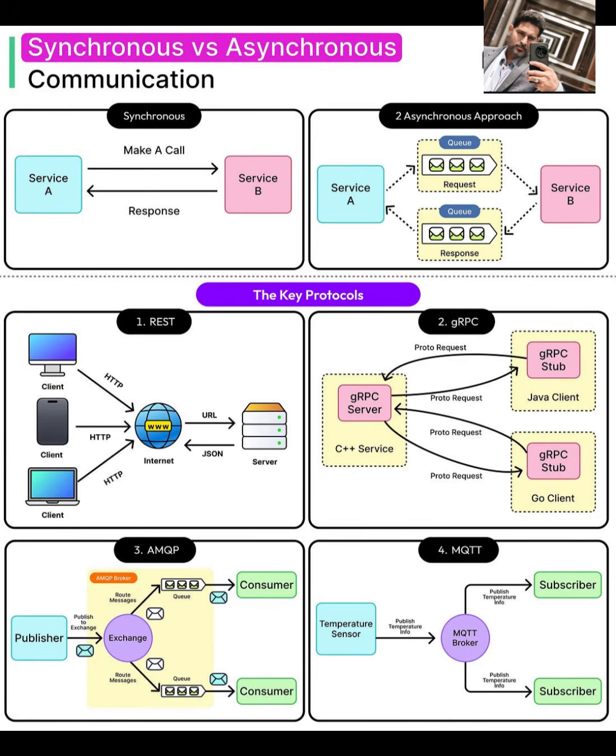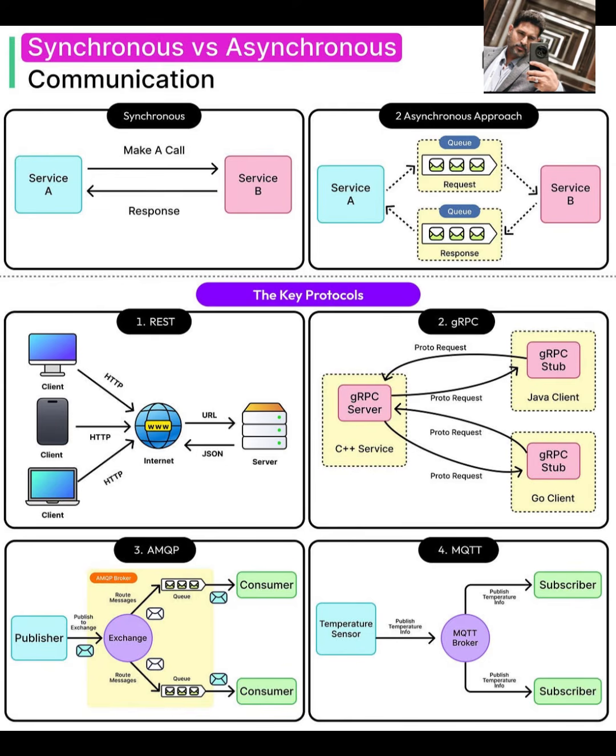Third, AMQP, Advanced Message Queuing Protocol. This is designed specifically for asynchronous messaging. It's a brokered approach. A publisher sends a message to an exchange, which intelligently routes the message to one or more queues. Consumers read messages from these queues at their own pace. The publisher doesn't need to know anything about the consumers, providing strong decoupling.